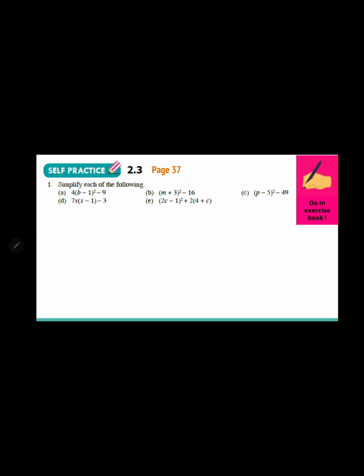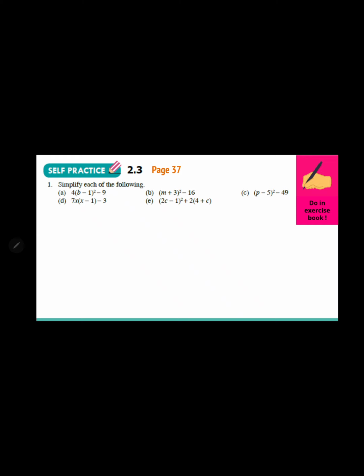Now 2.3, page 37. So you need me to do. We can do, I think I do 1, then the rest you do. We have already about 1 hour here, so actually you can do your work already. So I do 1, then you do the rest.